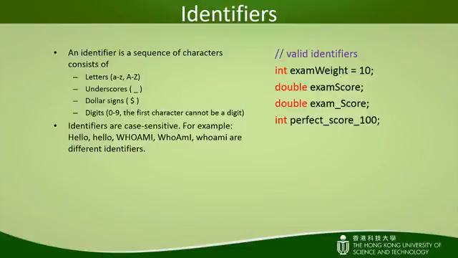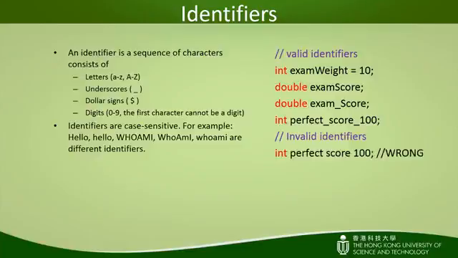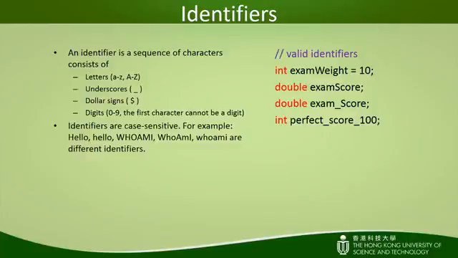Let's look at some examples. You have seen that exam rate and exam score have been used in the previous program, and they are valid identifiers. You also see the word int and double in orange. These are types of the identifier. Let's ignore them for now. You can also add underscores in between words. For example, exam underscore score and perfect underscore score underscore 100.